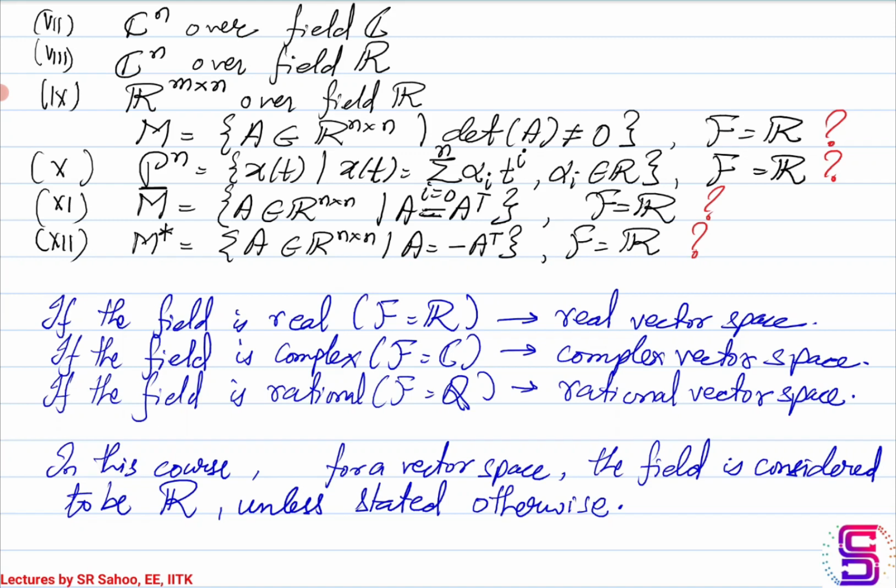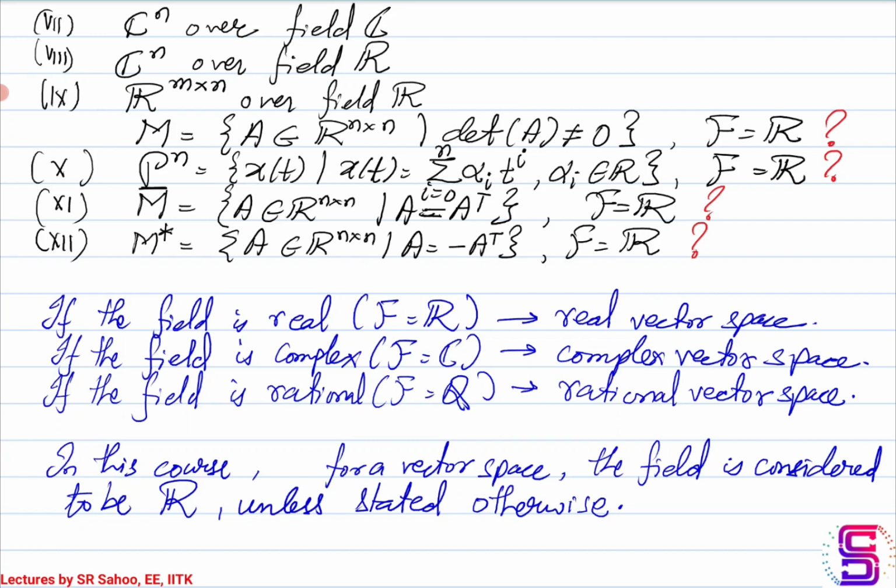Without the field we cannot have a vector space, because as you saw, the axioms or the properties that the vector space should satisfy include scalar multiplication, where the scalars come from the field. So that is why a field is always associated when we talk of a vector space. Hence, it's either a real vector space or a complex vector space or a rational vector space, and so on.